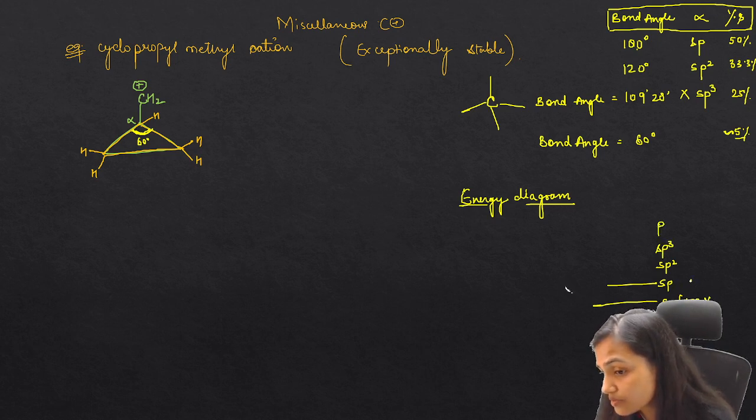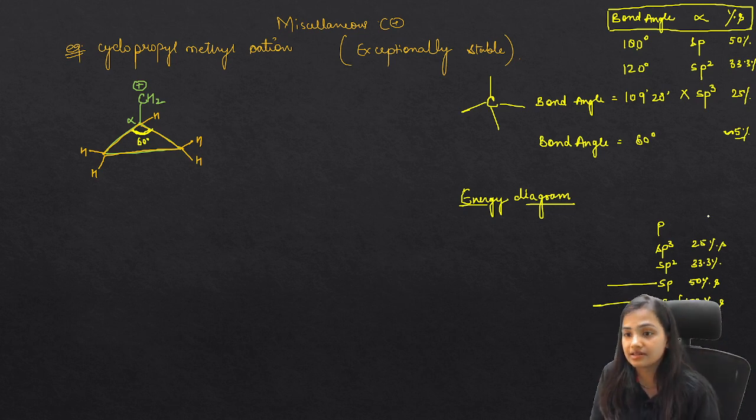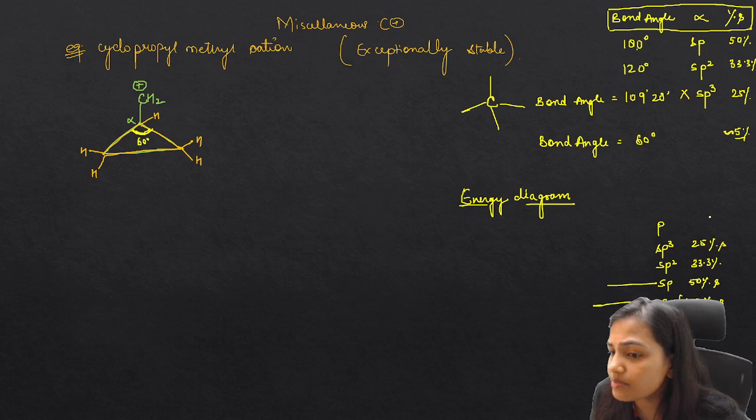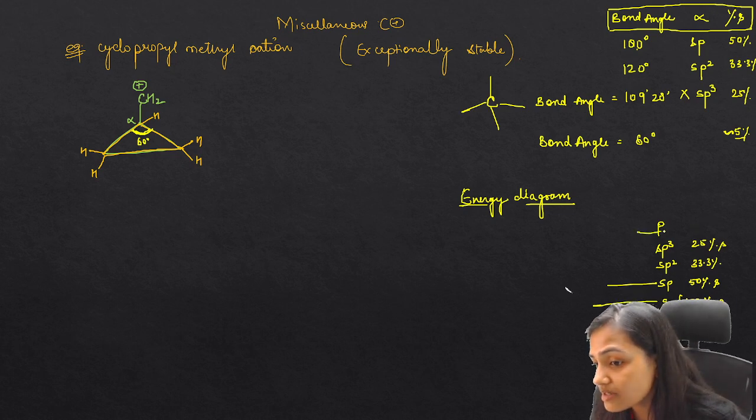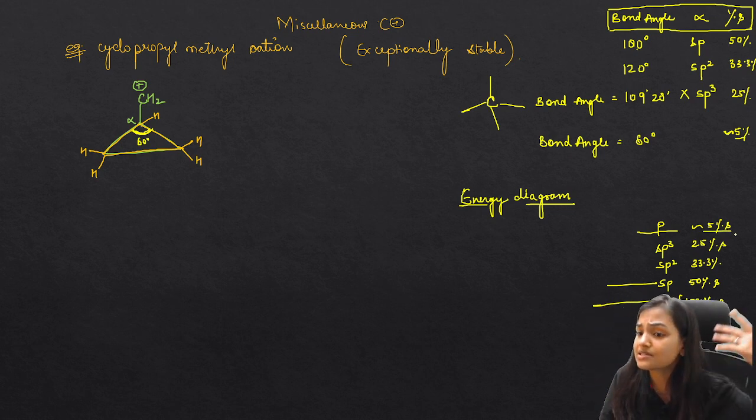SP, the percentage of S character is 50%. Here 100% S character, here 33.33% S character, here 25% S character. And now I'm saying that I'm not saying that there will be no hybridization. There could be hybridization. Now I can only say that the S character is going to be approximately 5%. That is, the S character is decreasing.